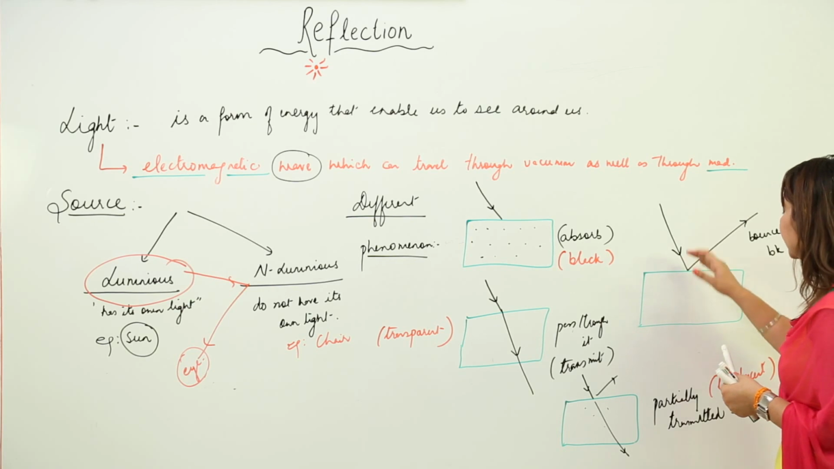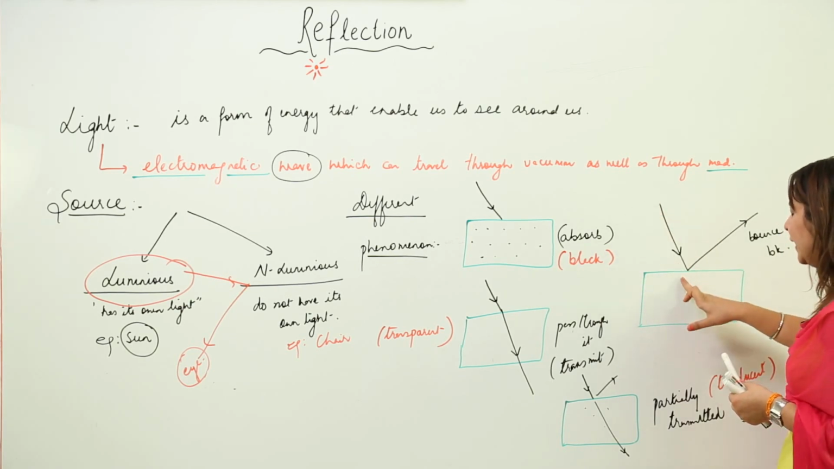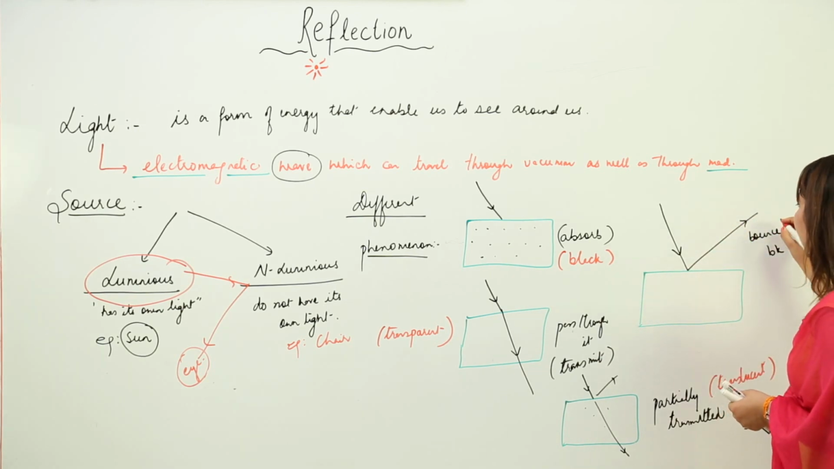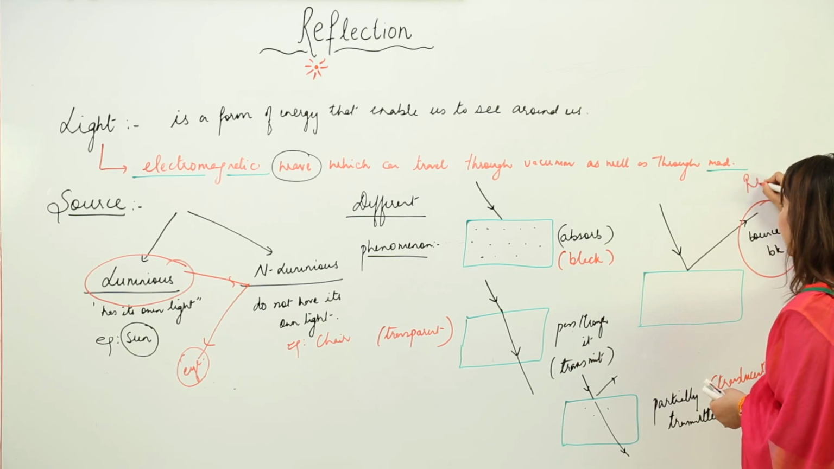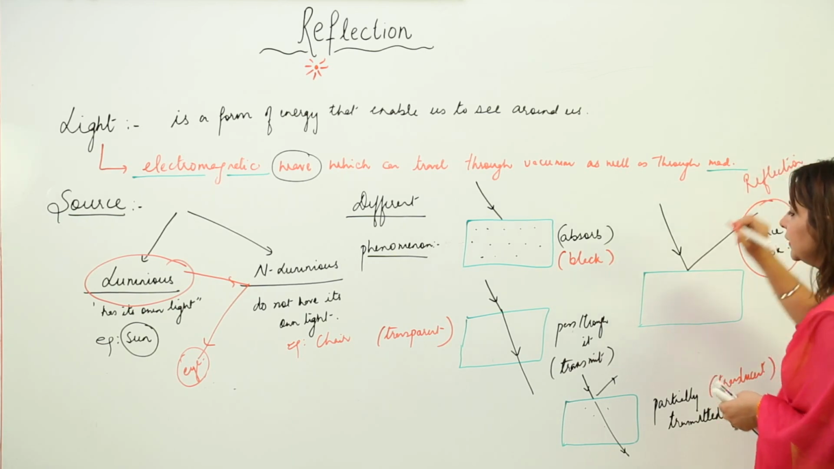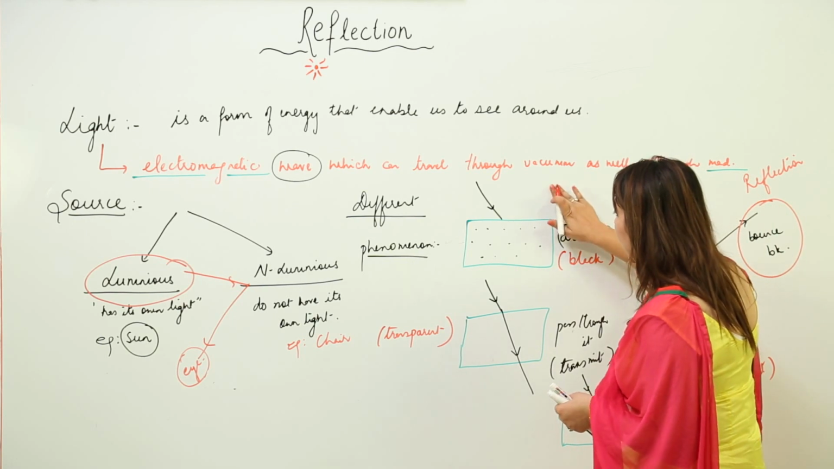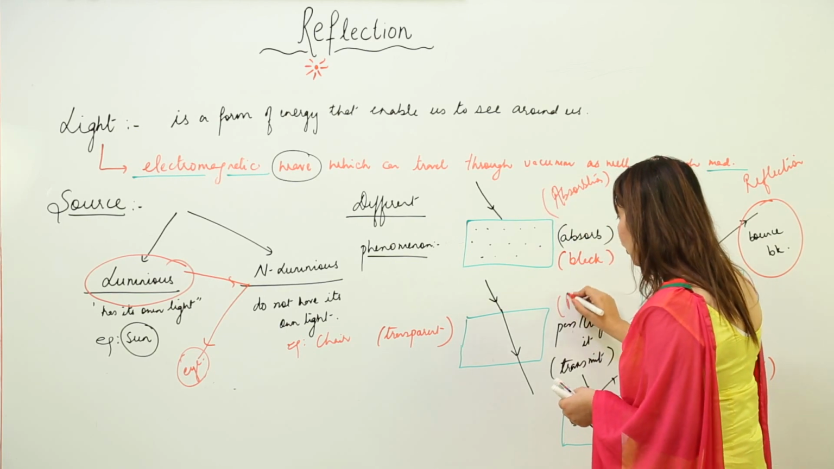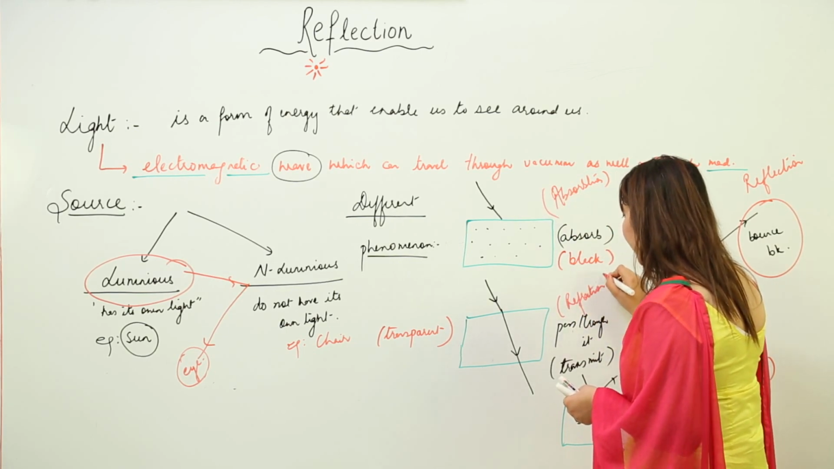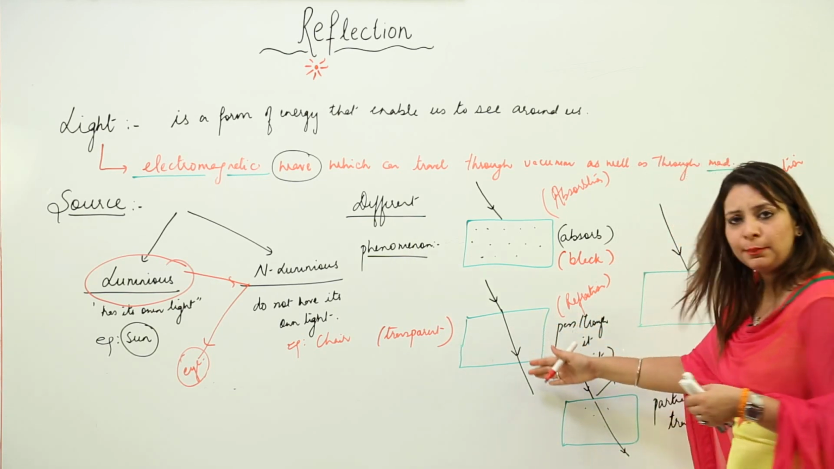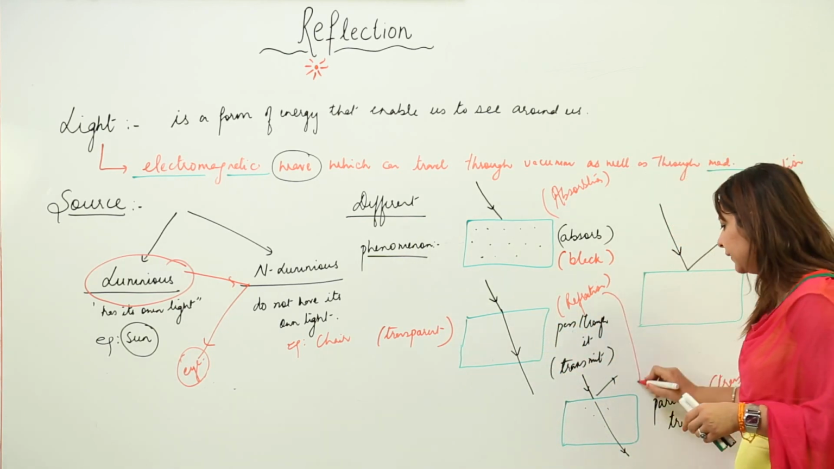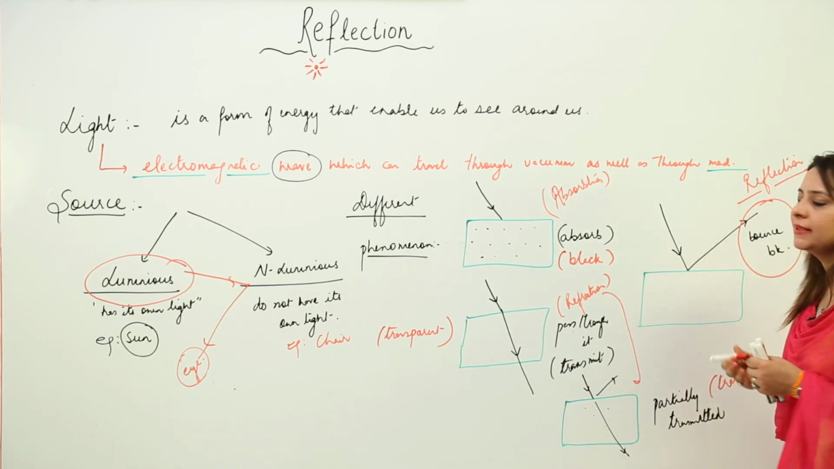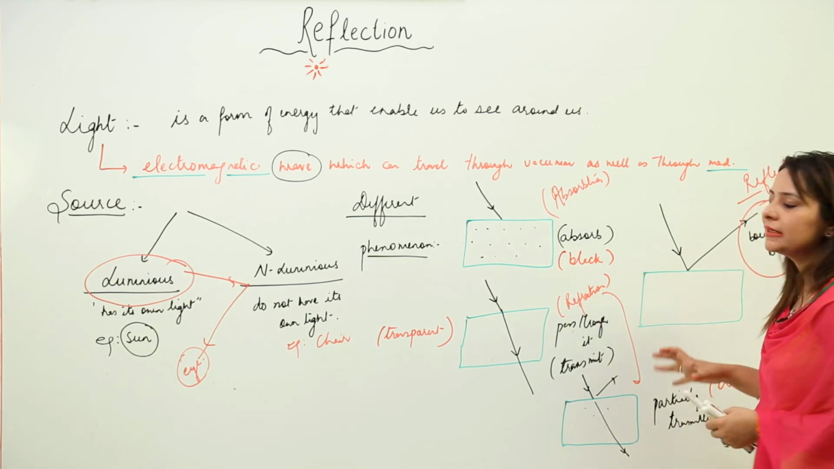And there can be a phenomenon where the light strikes, nothing enters into the surface, and it just gets reflected and bounces back. This kind of phenomenon is called reflection. So this one is showing the phenomenon of absorption, and this is showing the phenomenon of refraction. Refraction occurs when light passes through, whether partially or completely. Both are clubbed under refraction. And when light bounces back, that is called reflection. So that is what we are going to start in this chapter.